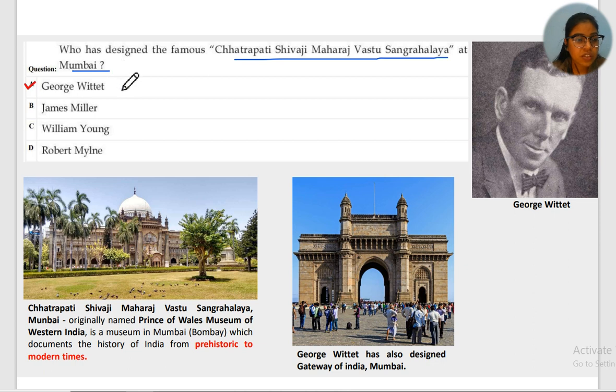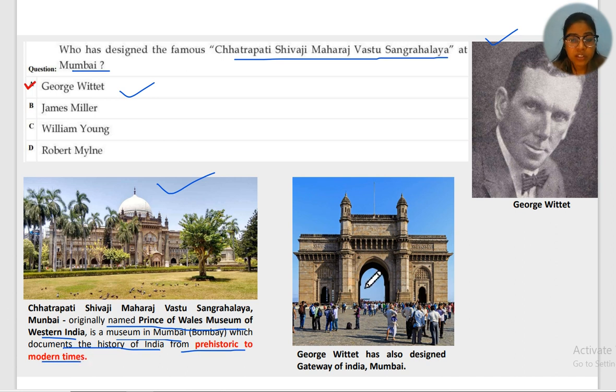Its correct answer is George Wittet. Here you can see the image of George Wittet. This is the Chhatrapati Shivaji Maharaj Vastu Sangrahalaya, Mumbai. It was originally named the Prince of Wales Museum of Western India. It's a museum in Mumbai which documents the history of India from prehistoric to modern times.